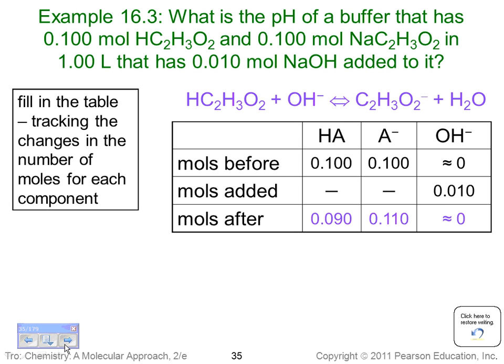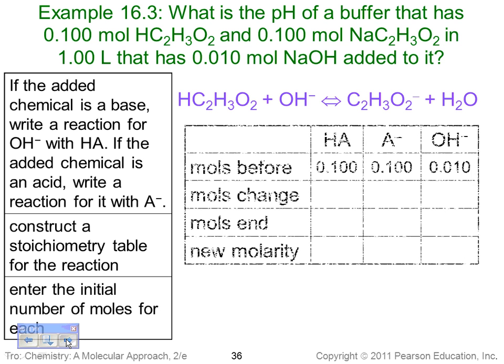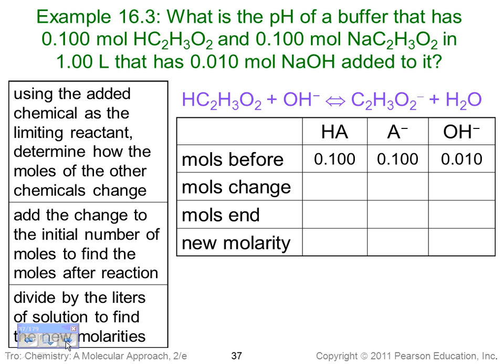So once it has done its business, there will only be 0.09 moles of that weak acid left. But it changed the weak acid into its own conjugate base, so it's going to increase the conjugate base by the same amount. So it's going to be 0.01 higher than the conjugate base was, 0.01 less than the weak acid was. Now that I have those new values, I need to change those moles into molarity.